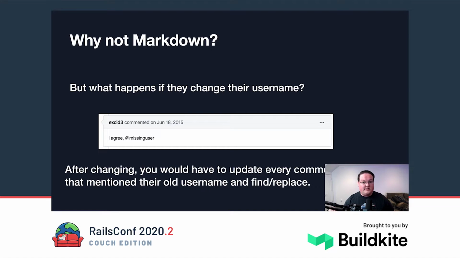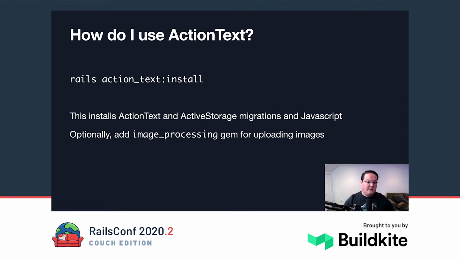And that's one of the features that you can definitely see. You can start typing a person's real name in Basecamp and it will autocomplete. So we're going to go through examples on how to do that with ActionText.